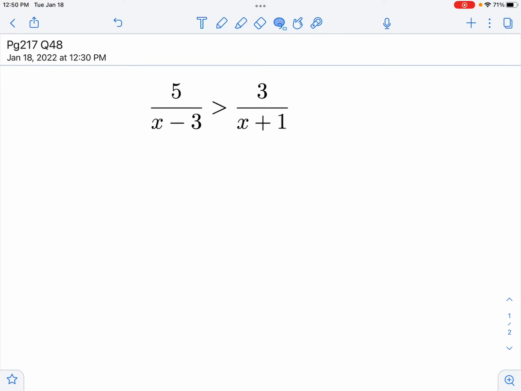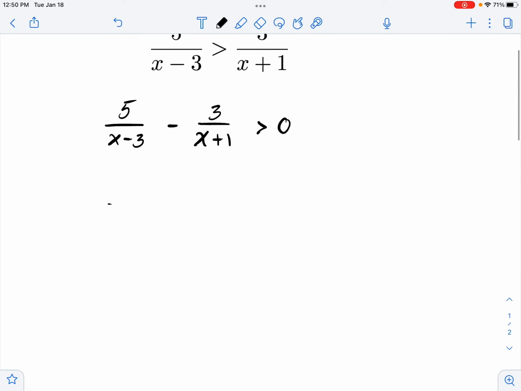All right, guys, let me go through this problem right here where I have a rational inequality that I'm asked to solve. Let me show you how we go about solving something like this. So the first thing I'm going to do is bring everything to one side so that I have 5 over x minus 3, minus 3 over x plus 1, and that's greater than 0.